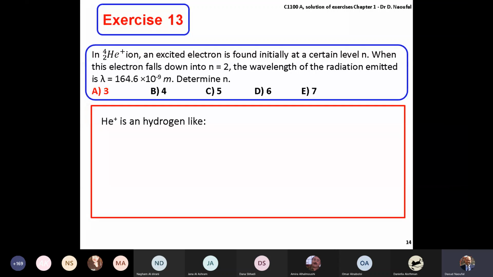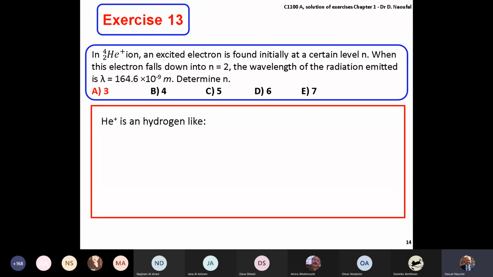So E2 can be calculated. So by this way I can calculate En. Then I apply the formula again and I can find the level n. Okay, this is method 1.